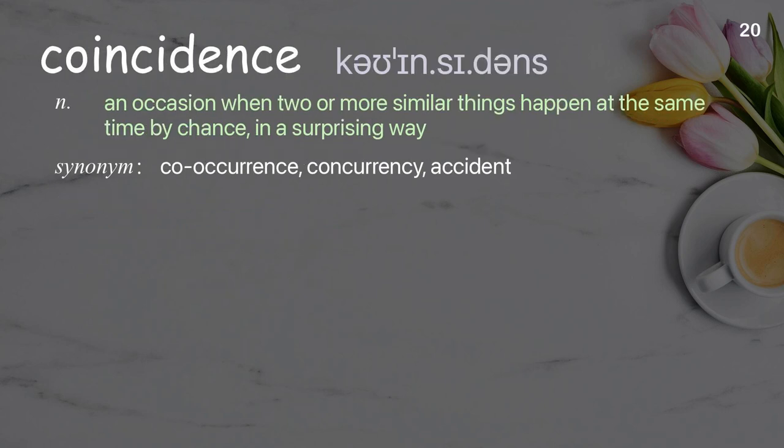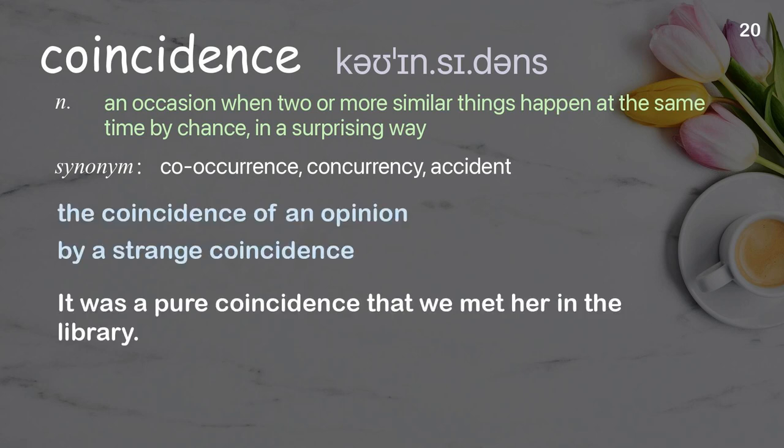Coincidence. An occasion when two or more similar things happen at the same time by chance, in a surprising way. Examples. The coincidence of an opinion. By a strange coincidence. It was a pure coincidence that we met her in the library.